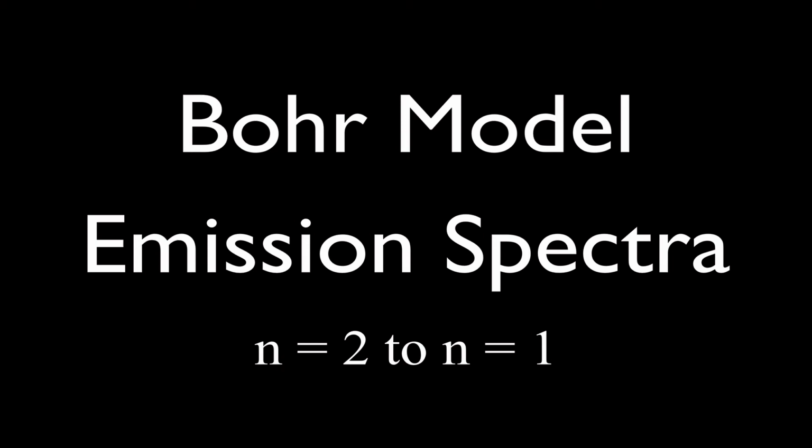Okay, in today's video, we're going to go over a problem involving the Bohr model, the Bohr model energy level diagram for hydrogen, and the emission spectrum for the hydrogen atom when we go from a transition from N2 down to the ground state.